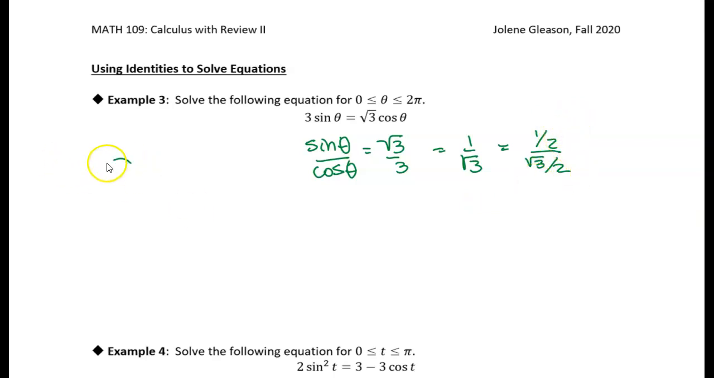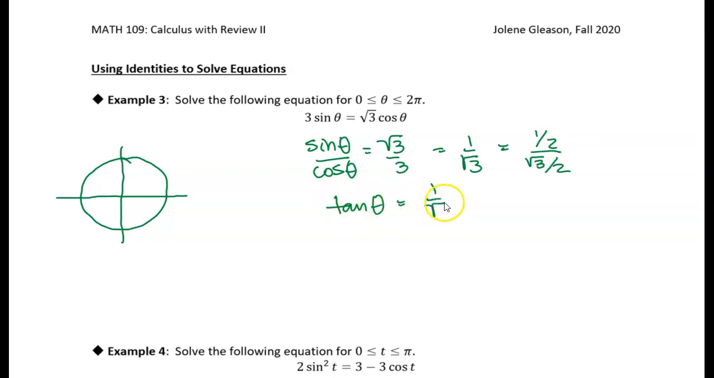So what is that angle? If you look at your unit circle, which angles have essentially a tangent, right? This is essentially a tangent. Tangent of theta is equal to 1 over the square root of 3. But what angles have sine of 1/2 and cosine of square root 3 over 2?